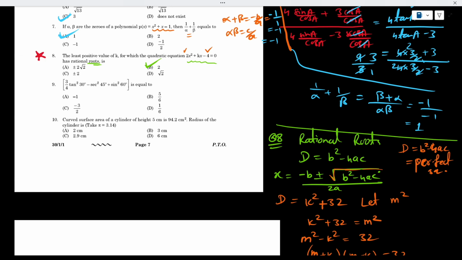So this question is a little bit different, right? Now the next question is trigonometry. You will just substitute the value. You should know tan 30, sec 45 and sine 60. So what is the value here?